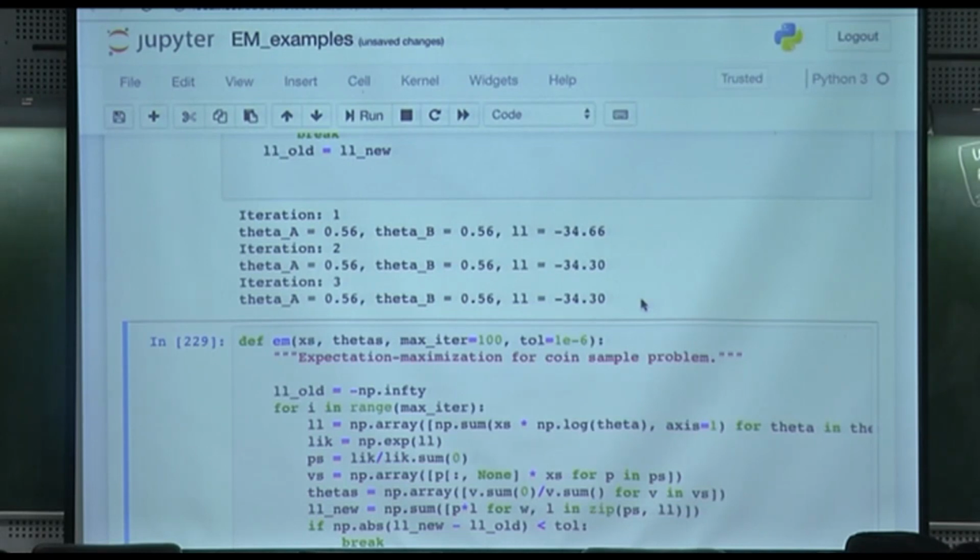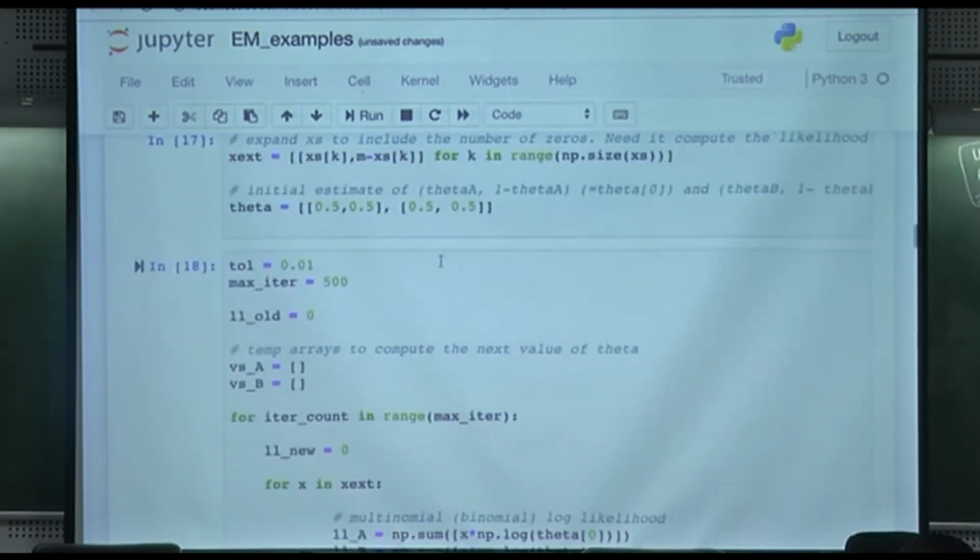Surprising? It just got stuck. Could not do anything. Everything is symmetrical. You did not differentiate it at all, and if you don't differentiate it at all, it doesn't do anything. So I can reduce my tolerance a little bit and make it 0.01.